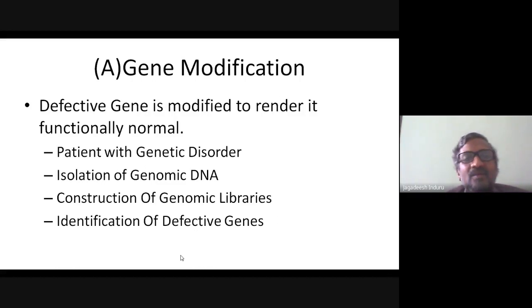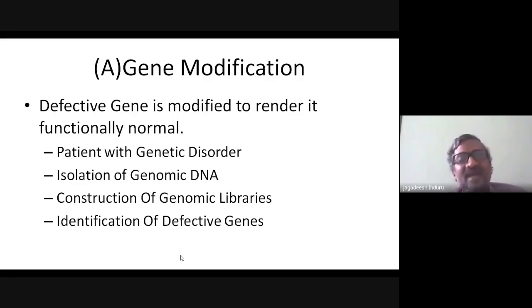So at the suboptimum level you have either over or under, but in the case of present yes or no, that means whether the gene is actually functioning or not, it is defective and completely shut down, or it is working at a higher or lower level. Depending upon the defect, gene modification is required. The defective gene is modified to render it functionally normal. We are bringing it to normal. So where is it applied? In the defective gene, in a patient with a genetic disorder. So we need to take that patient with the specificity of the particular disorder.